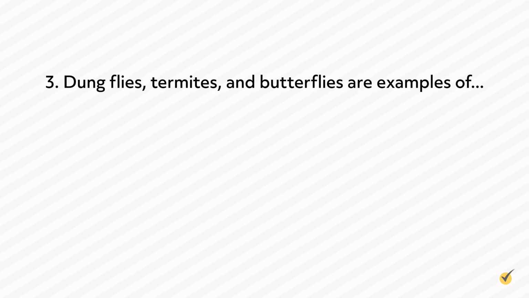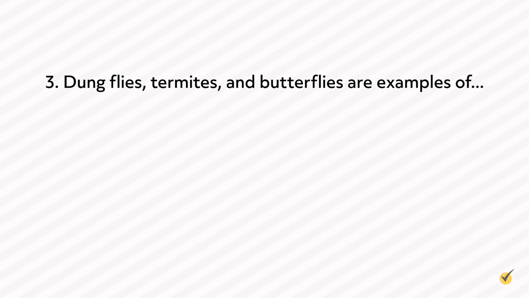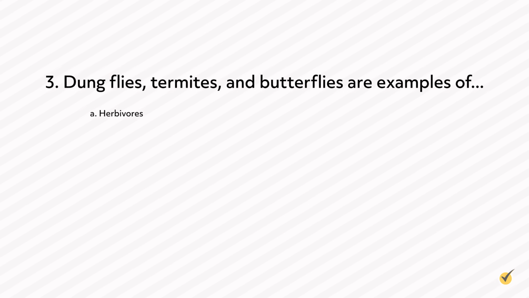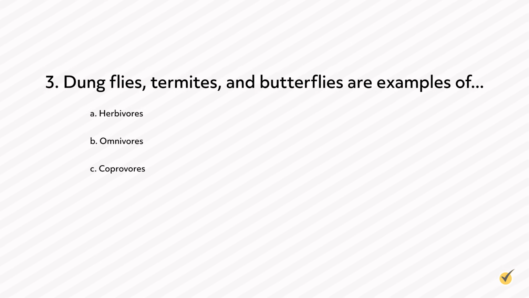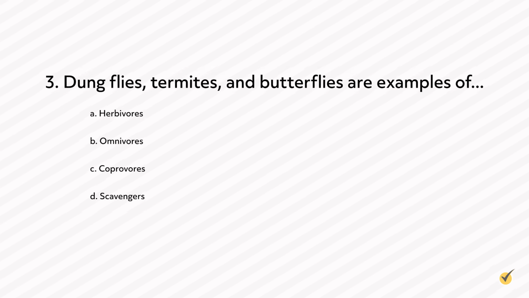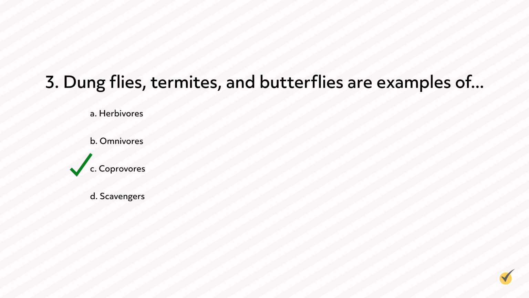Number 3, dung flies, termites, and butterflies are all examples of A, herbivores, B, omnivores, C, coprovores, D, scavengers. The correct answer is C.